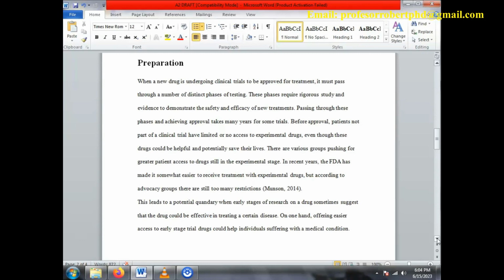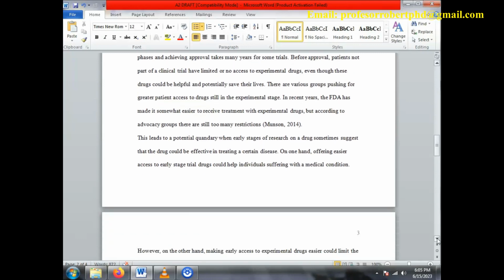There are various groups pushing for greater patient access to drugs still in the experimental stage. In recent years, the FDA has made it somewhat easier to receive treatment with experimental drugs, but according to advocacy groups, there are still too many restrictions (Munson, 2014). This leads to a potential quandary when early stages of research on a drug sometimes suggest that the drug could be effective in treating a certain disease.